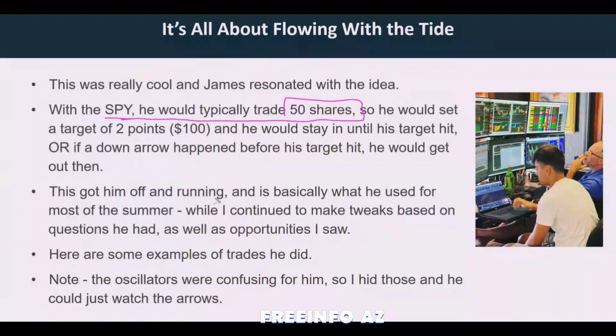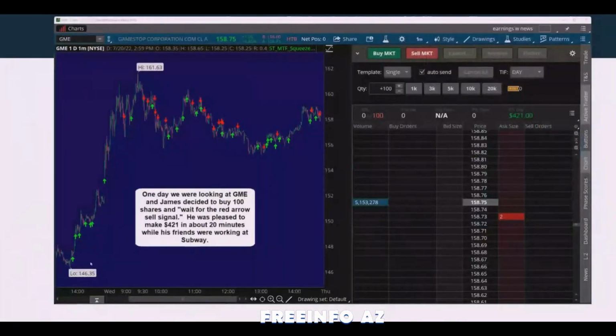And this is what he used for most of the summer, and he would just typically trade for a couple hours in the morning. And so here's the trades he would do. Now, for a while, he had the oscillators on, and then at some point he just turned them off because he's like, I'm fine with the arrows. I personally like the oscillators. I like to watch them. But he would say, oh, great, I got some arrows. I'm going to buy, and then I'm just going to hold on until I see the red arrow.